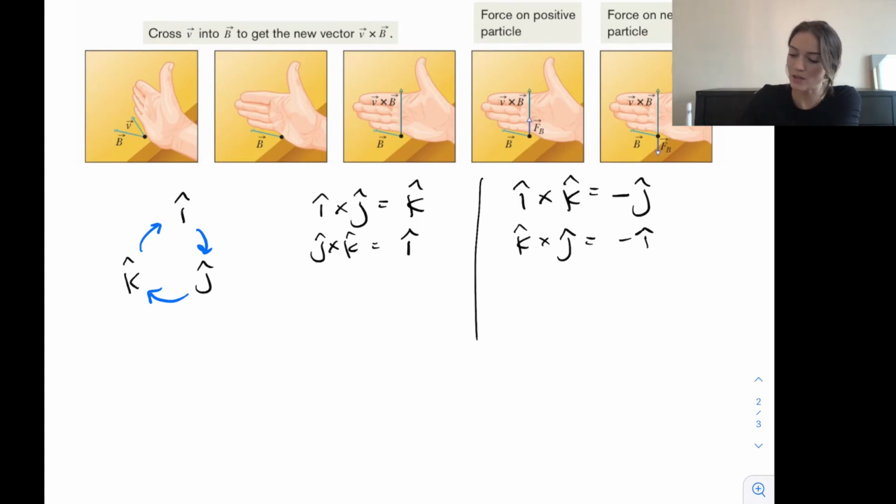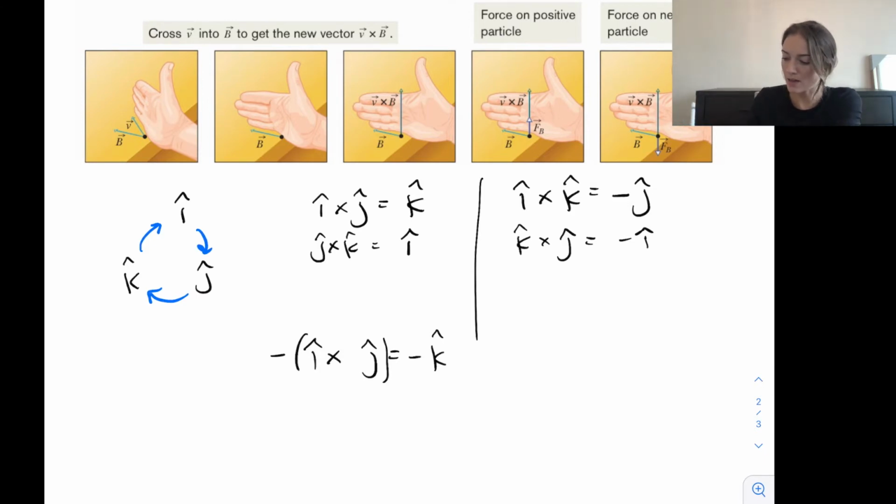Likewise, let's say you have i hat cross negative j hat. What is that? Well, you can just factor out your negative sign and put it out there. Then say, okay, i hat cross j hat is what? Well, i hat cross j hat is k hat. And then just add your negative sign back, so you have a negative k hat there.